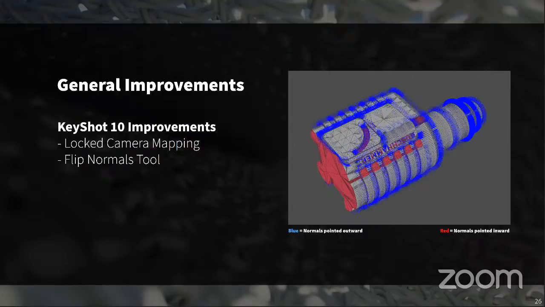This tool allows you to automatically or manually reverse the direction of the normals on an object by selecting its faces. And you can find the flip normals tool located under tools on the ribbon above the real-time view. And I will show you how to use that feature in just a moment here.